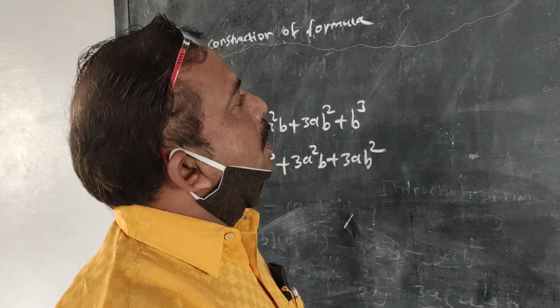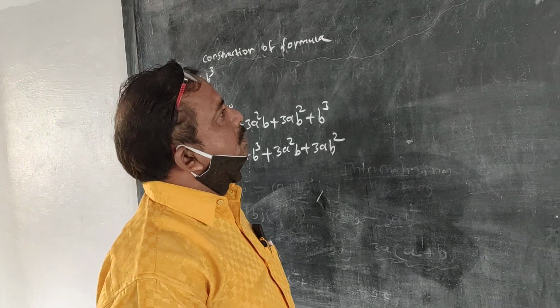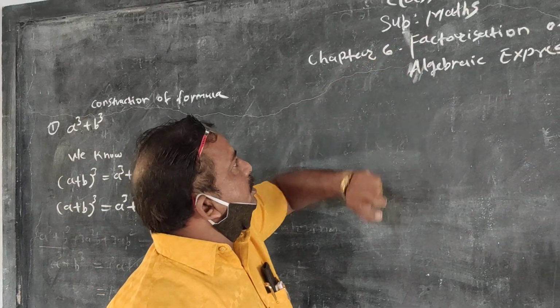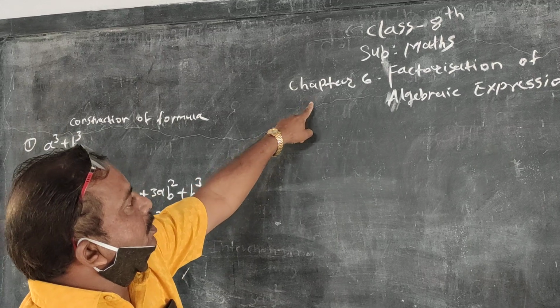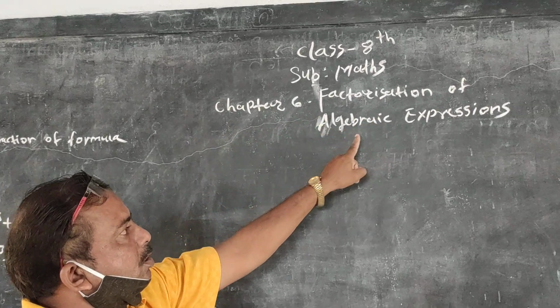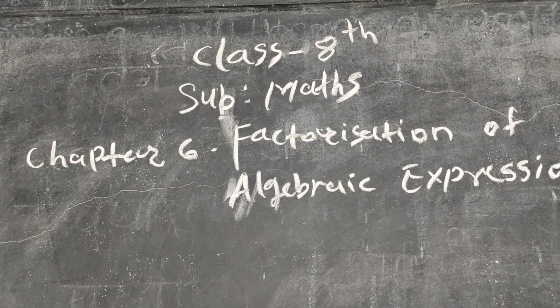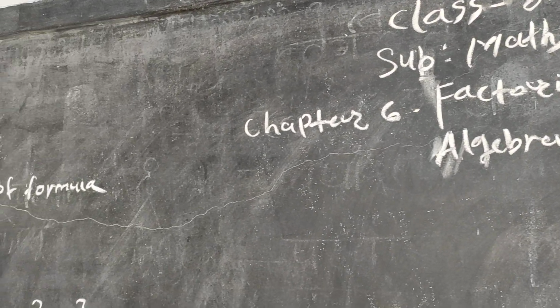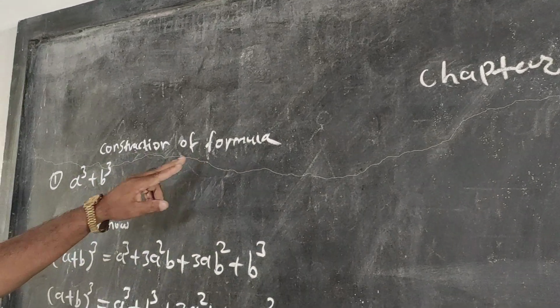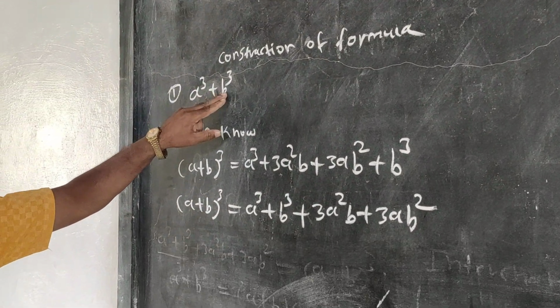Today we are going to learn the math subject of 8th class, chapter number 6, factorization of algebraic expressions. So students, today we will construct the formula for a cube plus b cube.